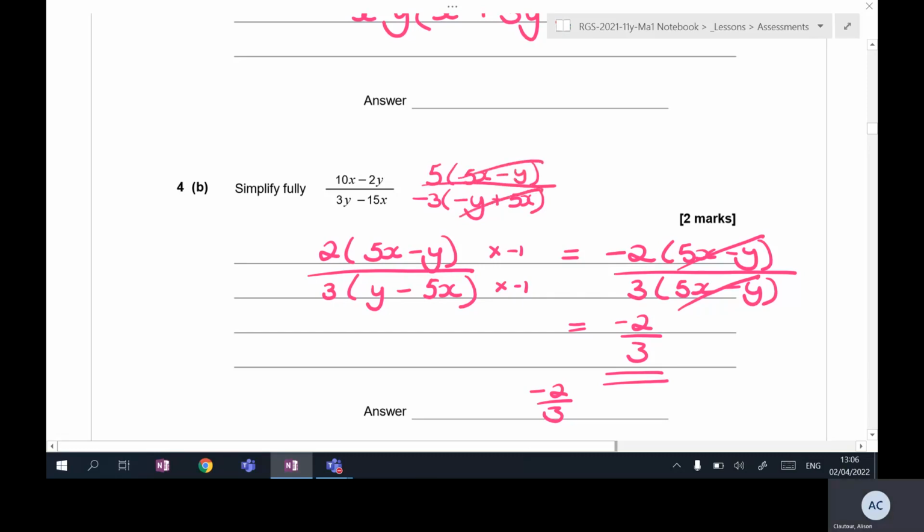So you can cancel them. Sorry, that wasn't a 5, that was a 2. And then 2 divided by minus 3 is minus 2/3. So 2 different approaches to that question. But that is quite a common idea where one of the factors will be negative.